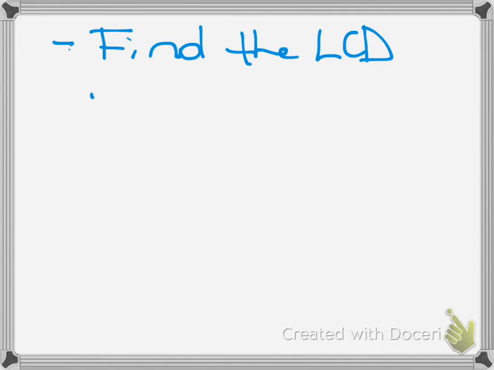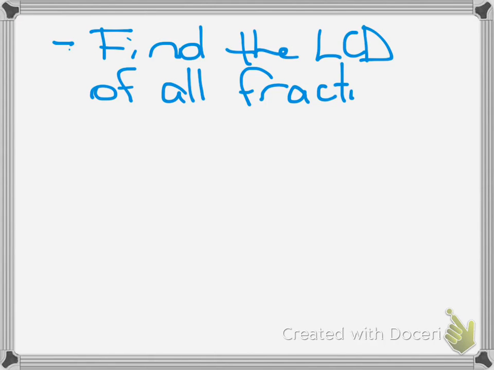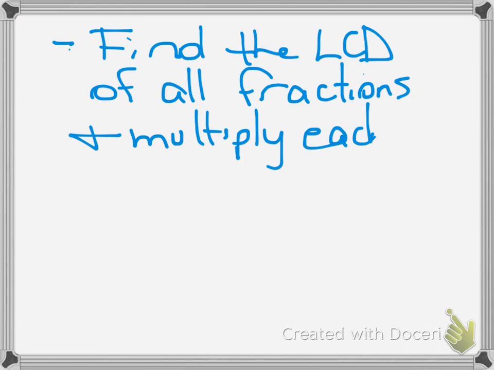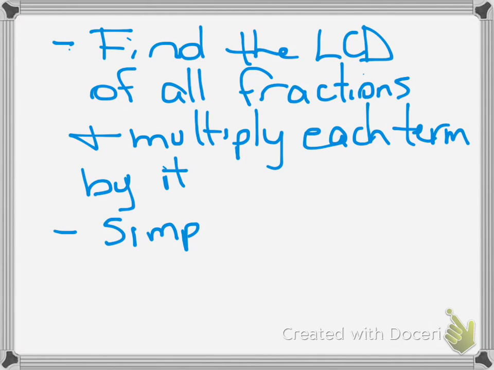We can also eliminate the denominators in the beginning. For this particular problem that we just did, it's not that big of a deal, but we could instead find the LCD of all fractions and multiply each term by it, and then simplify. The simplification is a lot easier.